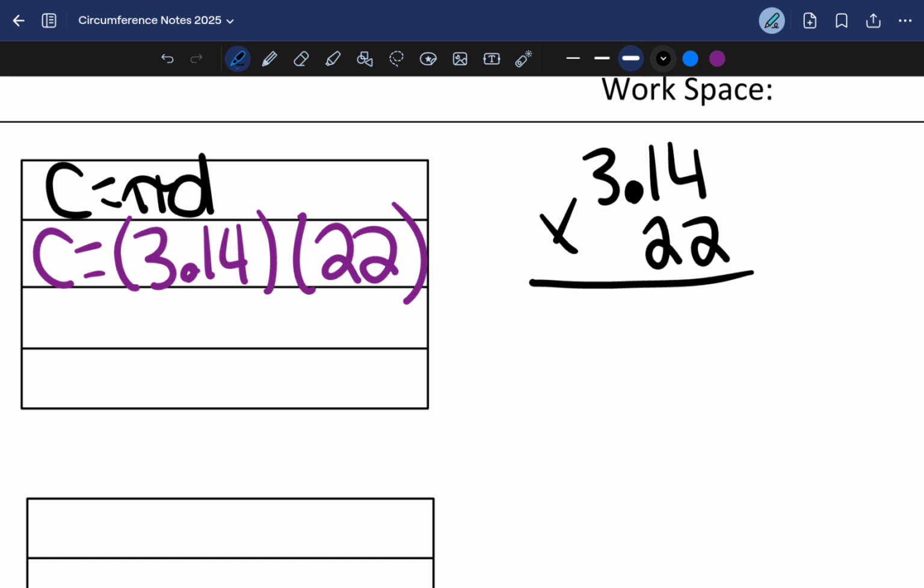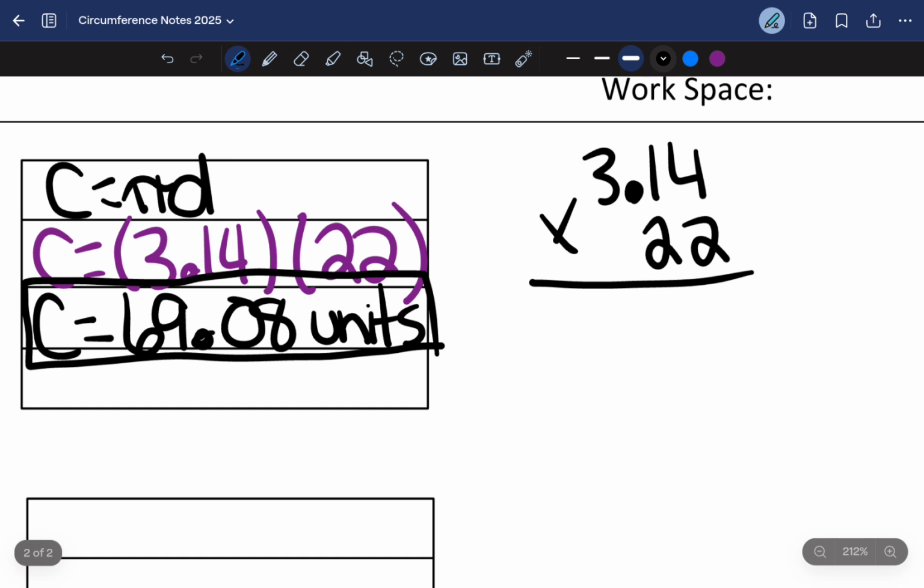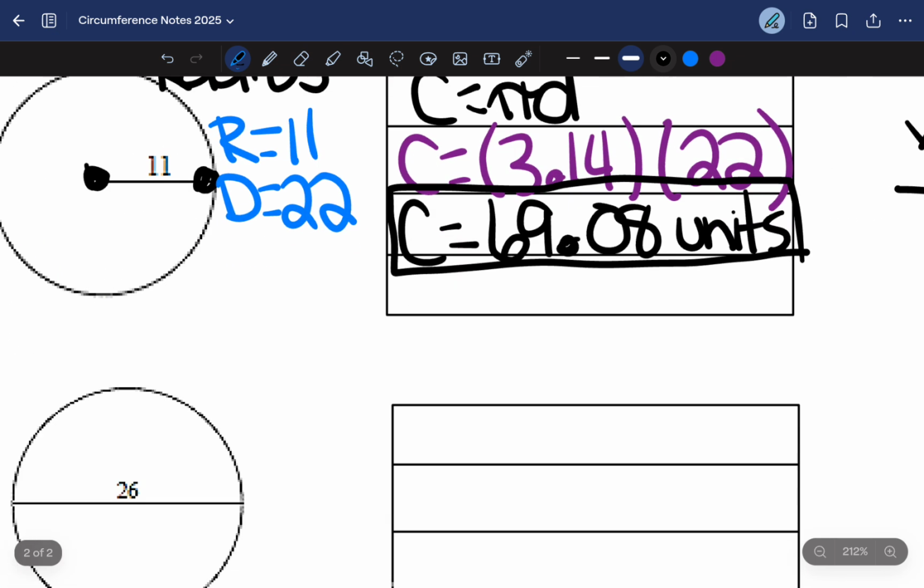So if you multiply, you end up getting a circumference of 69.08. Now, they didn't give us a unit of measurement, so we're just going to label this as the word units. If the unit of measurement is unknown, you always just put units. Okay, let's take a look at the next one.